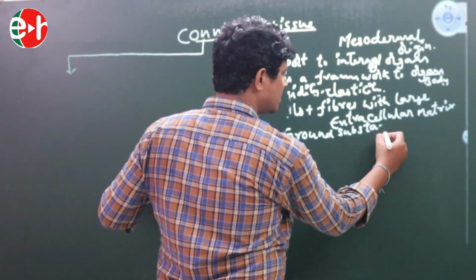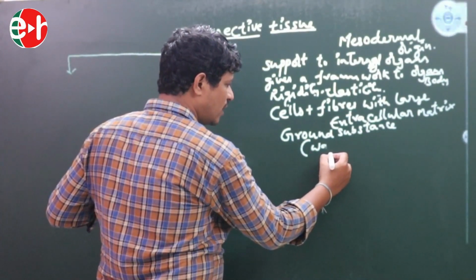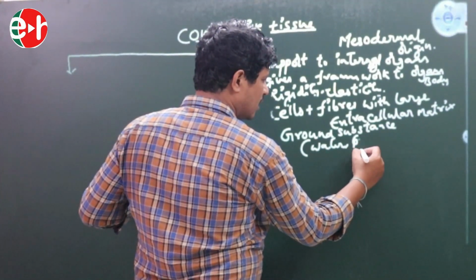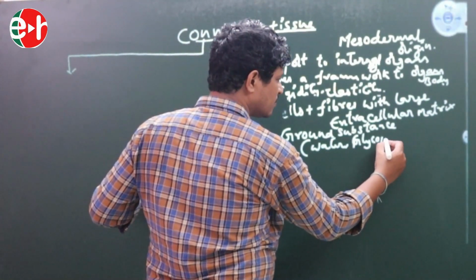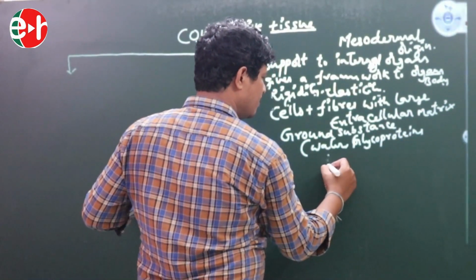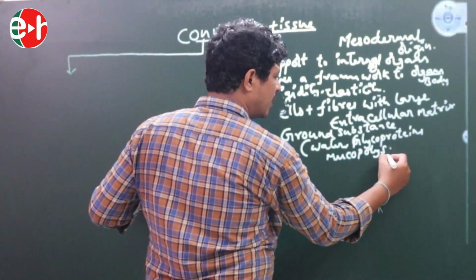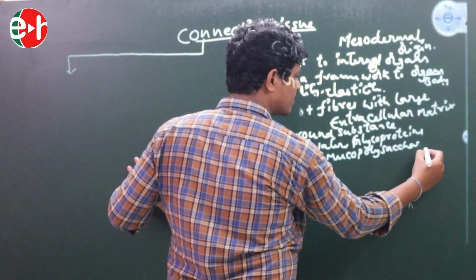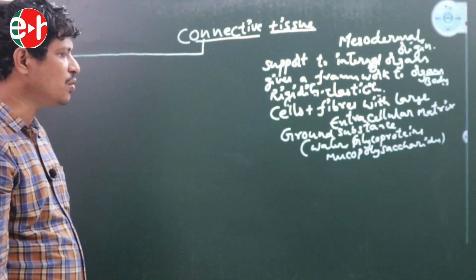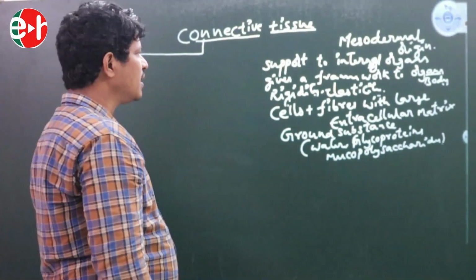The ground substance contains some chemical substances, those are water, glycoproteins and mucopolysaccharides. So the ground substance contains water, glycoproteins and mucopolysaccharides. This is the feature of the connective tissue.